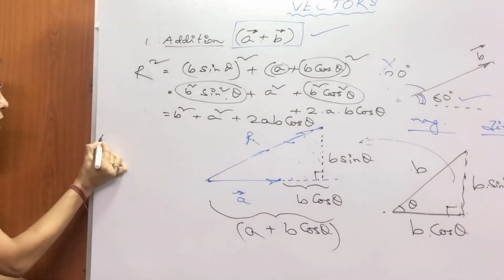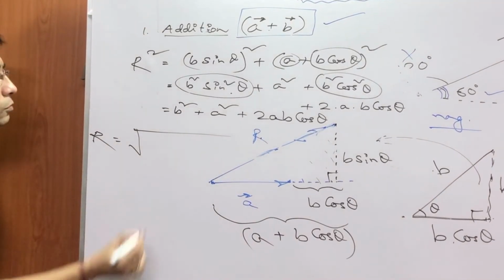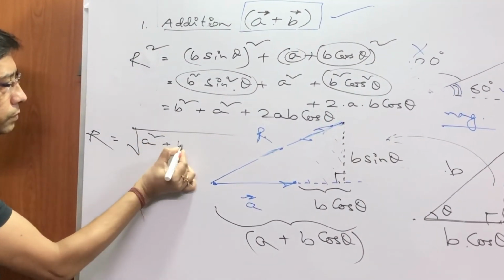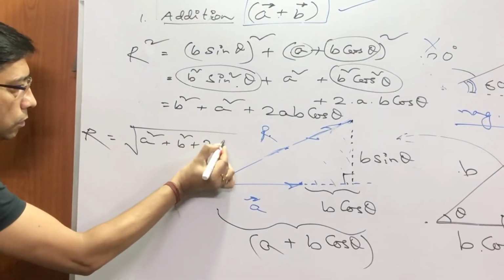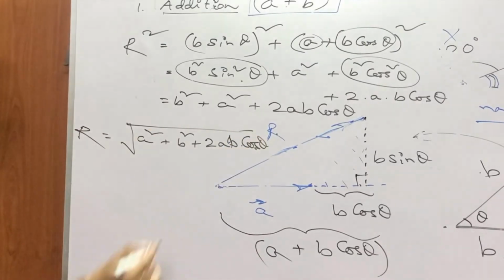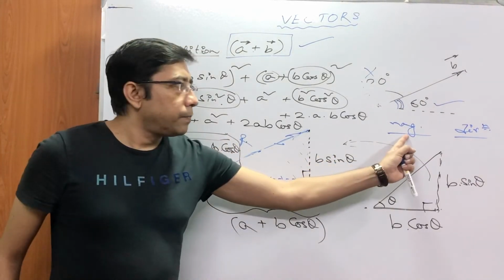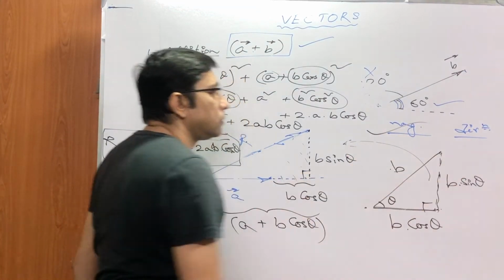So what would be R? R would be root over of that. So R equals root over of a square plus b square plus 2ab into cos theta. This much is R. Have we got this thing? Magnitude of this resultant.